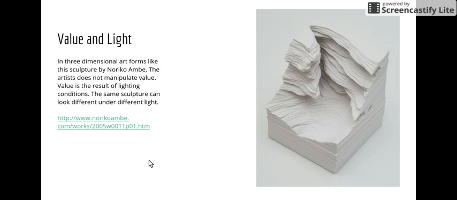In three-dimensional art forms like this sculpture by Noriko Ambe, the artist does not manipulate value. That is, this material is all just a stack of white paper that's been cut, but the value is the result of lighting conditions. So the same sculpture can look different under different light conditions. So sculpture works differently than two-dimensional work. In two-dimensional work, the artist manipulates value, and in three-dimensional work, the artist makes work and the value changes based on the lighting conditions.